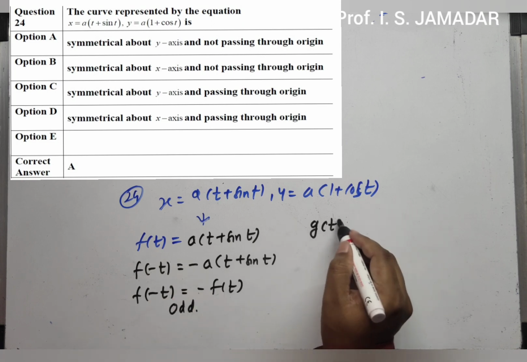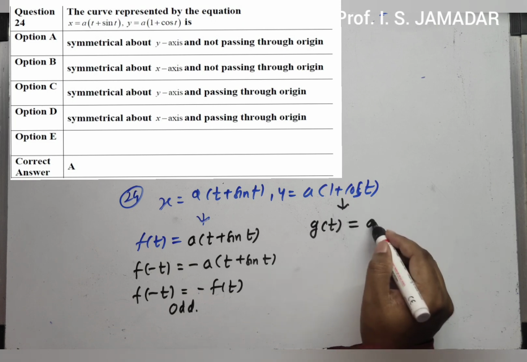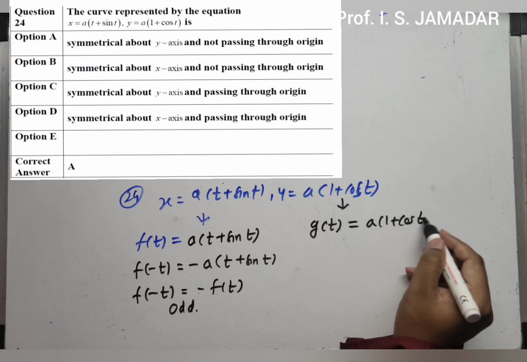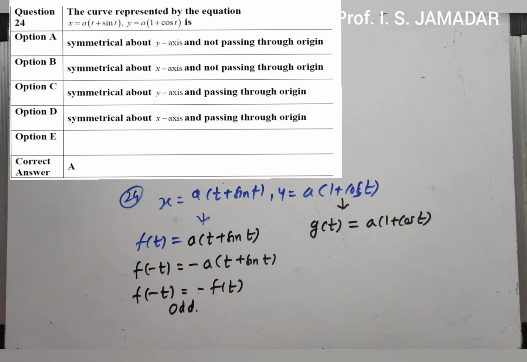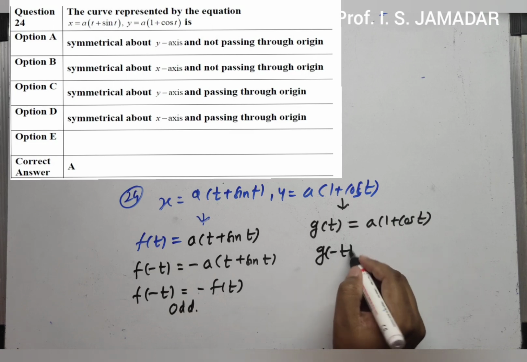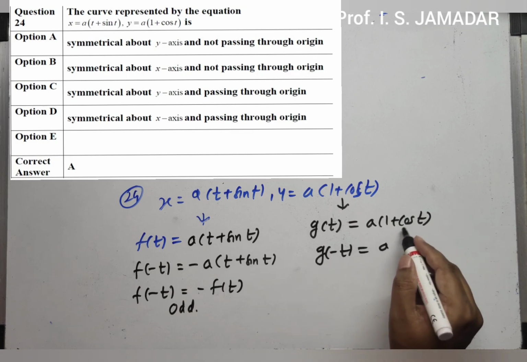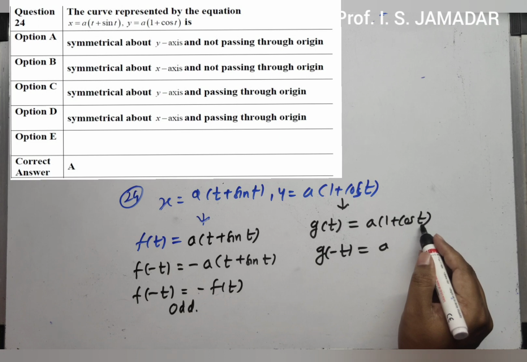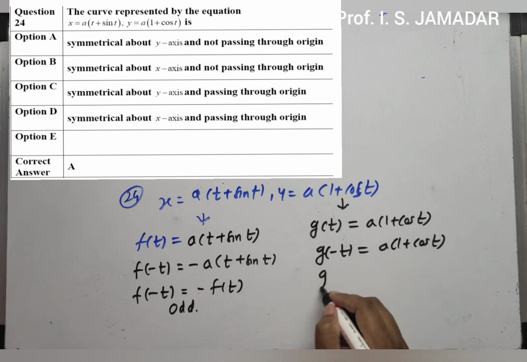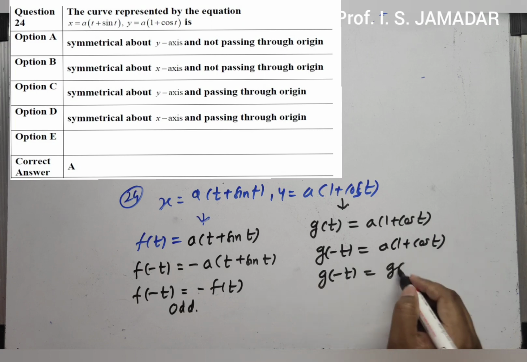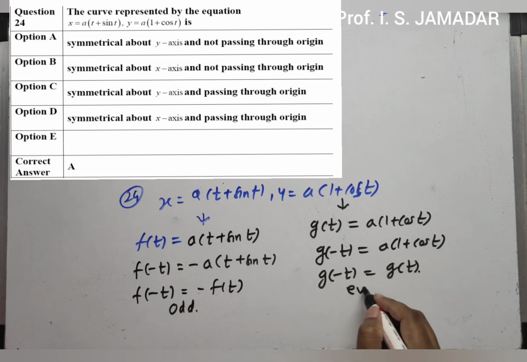And what about g of t? G of t is a into 1 plus cos t. So what is g of minus t from this? G of minus t will be equal to a into 1 plus cos of minus t, but cos of minus t is cos t. It means it is same, a into 1 plus cos t. So g of minus t is equal to g of t. It means g is even. So f odd, g even.